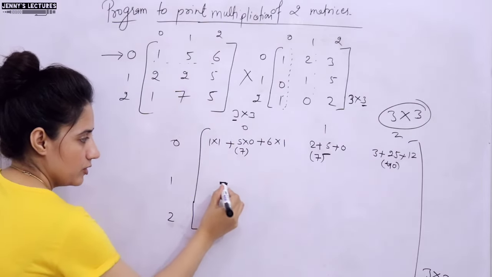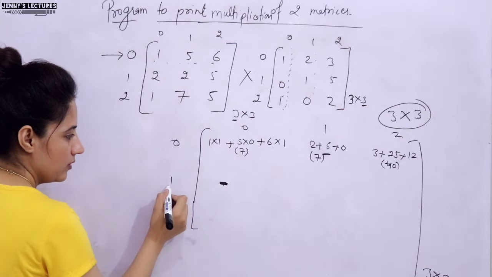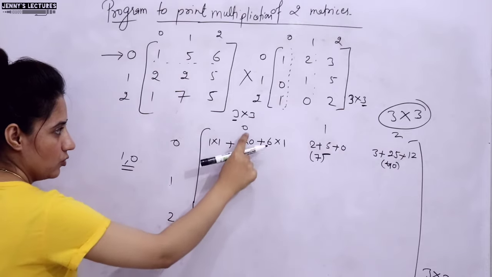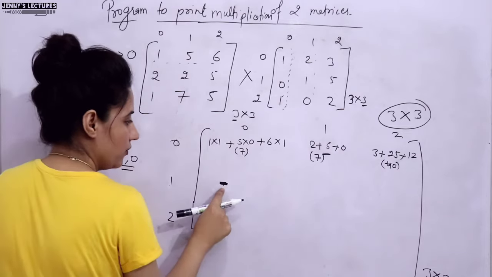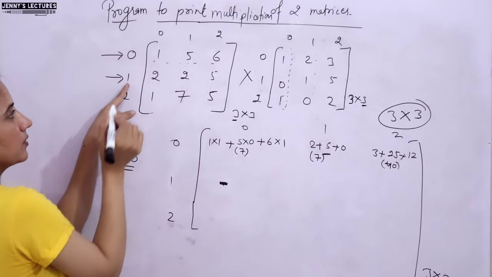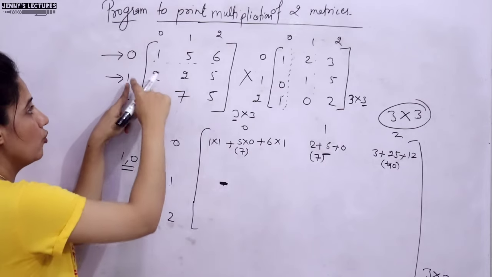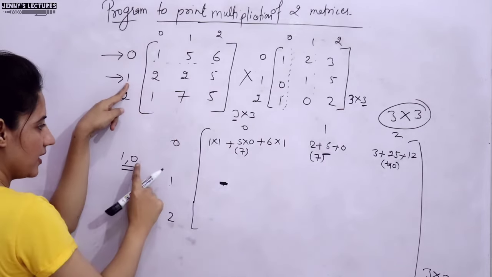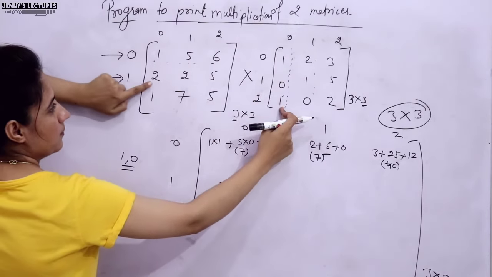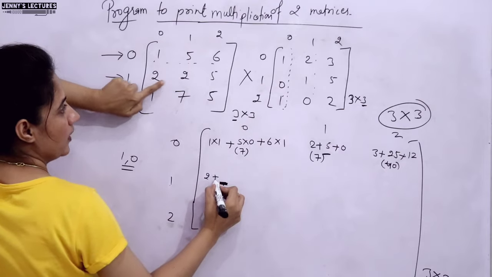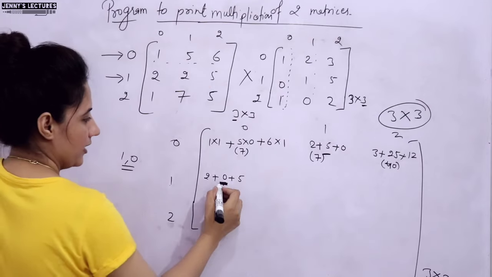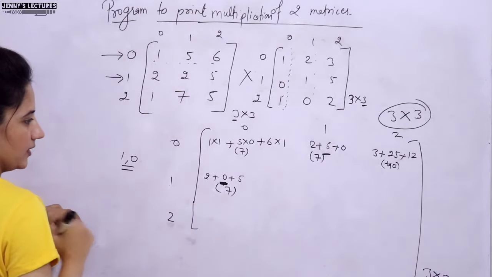Now, what is going to be stored here? The index for this is 1 and 0, the 1st row and 0th column. To get the value for this, we take row 1 of the first matrix and the 0th column of the second matrix: 2 into 1, 2, plus 2 into 0, 0, plus 5 into 1, 5, and here it would be 7.